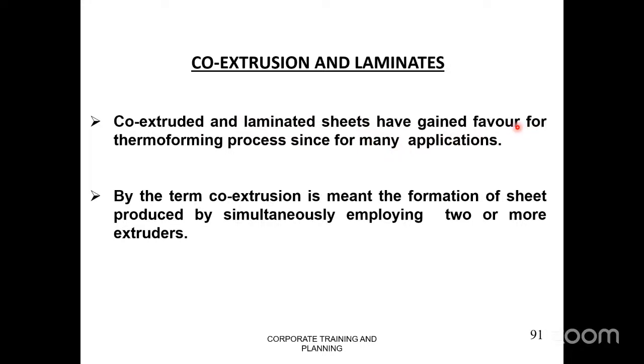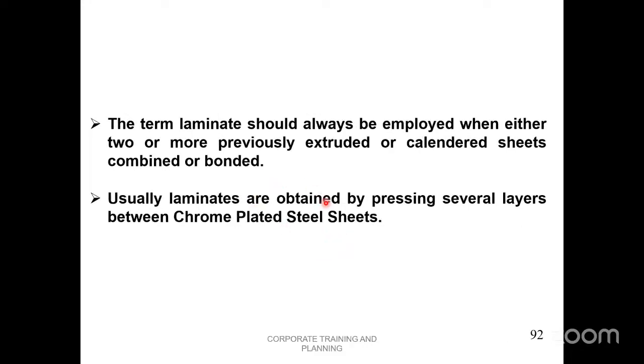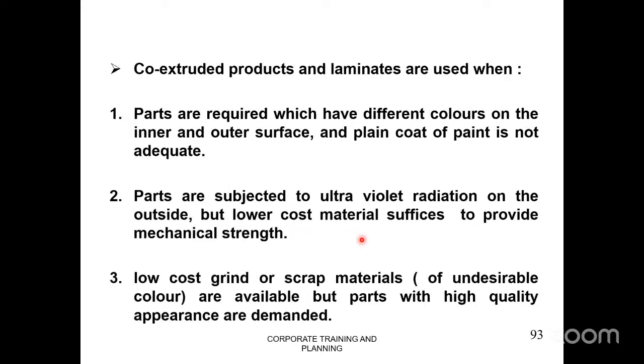Laminate sheets have a gain of favor for the thermoforming process. I just showed you co-extrusion, right? Co means there are two extrusions. By the term co-extrusion is meant the formation of a sheet produced by simultaneously employing two or more extruders. The term laminate should always be employed when two or more previously extruded or calendered sheets are combined or bonded. Usually, laminates are obtained by pressing several layers between chrome-plated steel sheets.